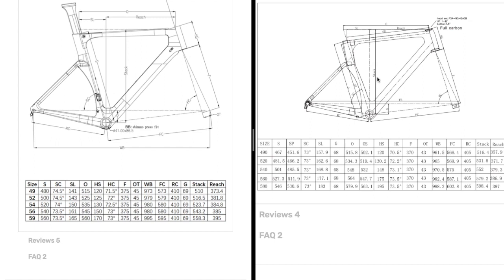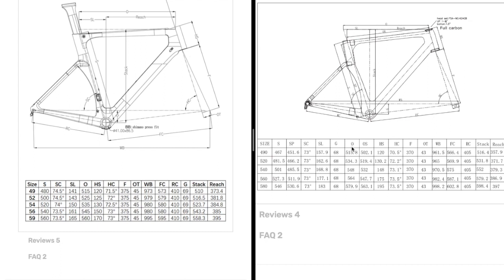Stack height is here on the R6 56. The stack height is 579.2. On the R9, it is 543.2. So we're talking 36 mil shorter stack height. Okay, the reach. Reach on the R6 is 386.9. On the R9, it is 385. So 1.9 mil.